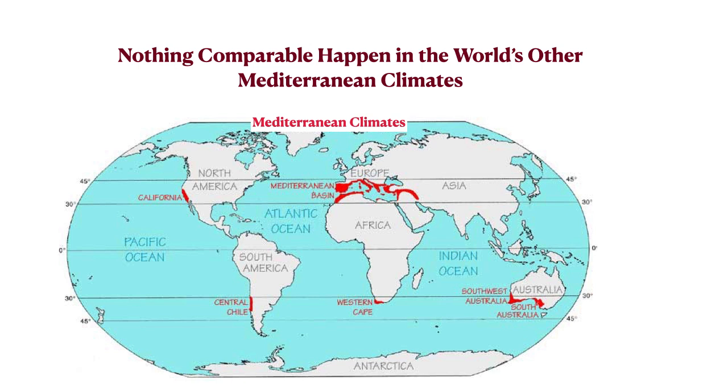So we have California, central Chile, the Cape region of South Africa, southwest Australia, part of South Australia as well. None of them saw anything like this. In fact, California and the Western Cape were not agricultural at all until Europeans came in, and the same was true of Australia. Central Chile did have agriculture, but that had come in from the Andes Mountains with a very different environment.